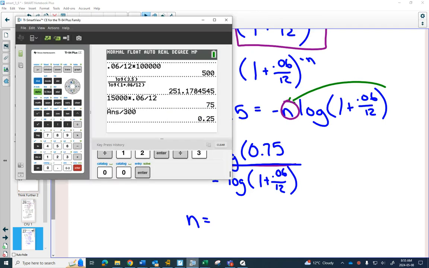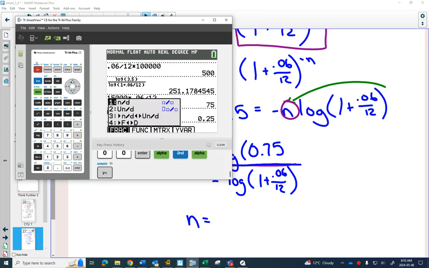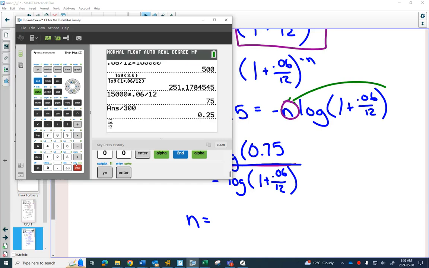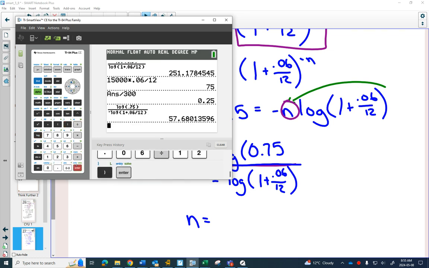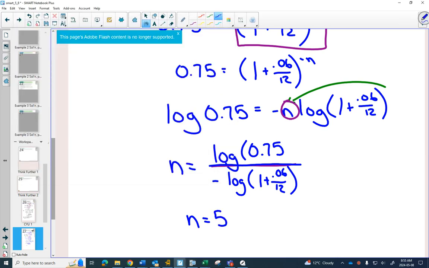And I'll go to my calculator. Log of 0.75 divided by negative log of 1 plus 0.06 divided by 12. 57.680. So notice we're not very far away from our exam. Notice that every time I write my answer at first, I write 3 decimal places, just to make sure, because with rounding, you have to go to at least 3 decimal places.